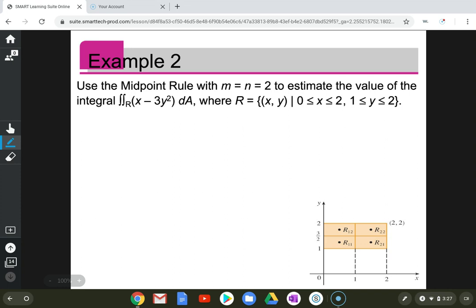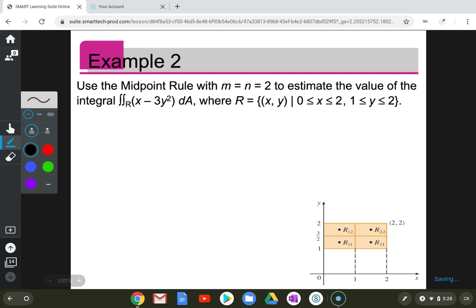All right, the last problem, the second example that we're going to do is using what they call the midpoint rule, which is what all books call it, but I just say think of it as using midpoints. Again, this time they're presenting it with m equals n equals 2, which just tells you we're doing 2 rectangles this way and 2 rectangles this way. Okay, so m tells you how many in the x direction, n tells you how many in the y direction.